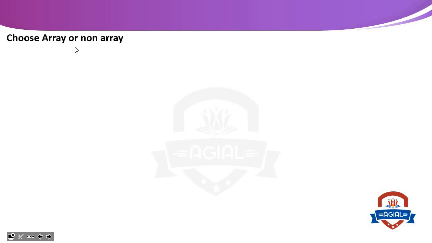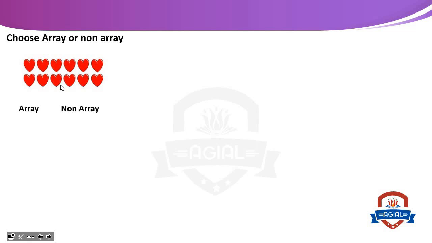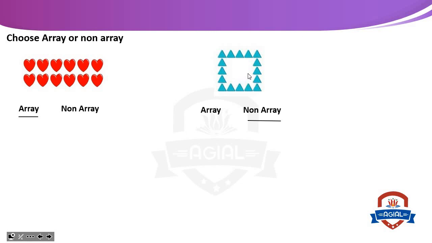We have an example for you. Choose array or non-array. Say, is this an array or non-array? Is this an array or non-array? Choose. Super. This is an array. Why is this an array? Because we have rows here and columns with no gaps. Okay. Another example. Is this an array or non-array? Okay. This is a non-array. Why is this a non-array? Because we have gaps here. Okay.